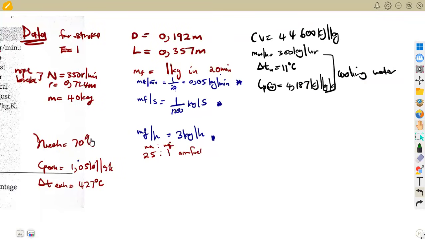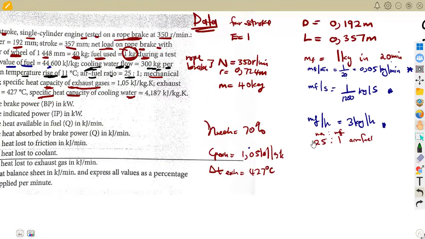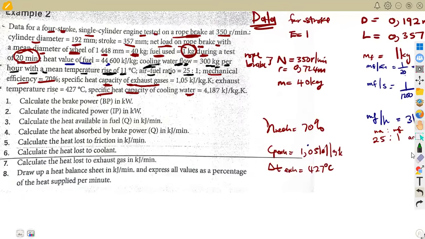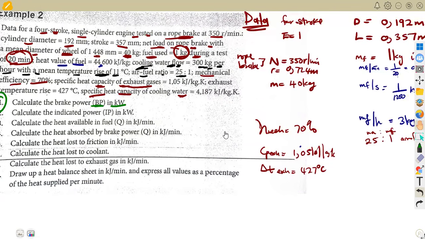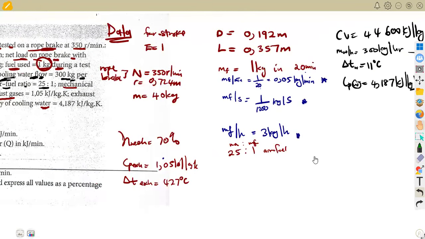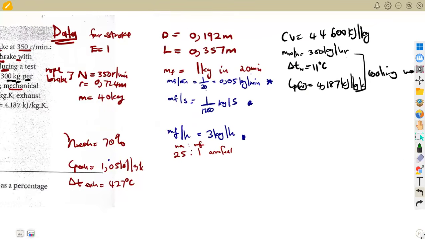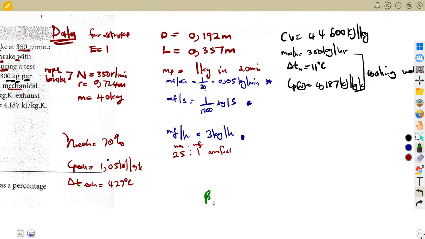With this information, what are we given? The first question was to calculate the brake power in kilowatts, given that it's a rope brake that we have. To calculate brake power, it's easier as we know the formula. It's a rope brake that we are given, and we talked about this.